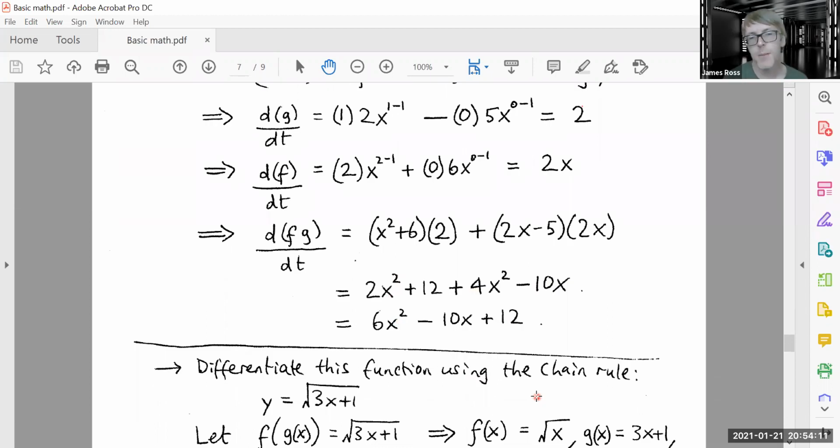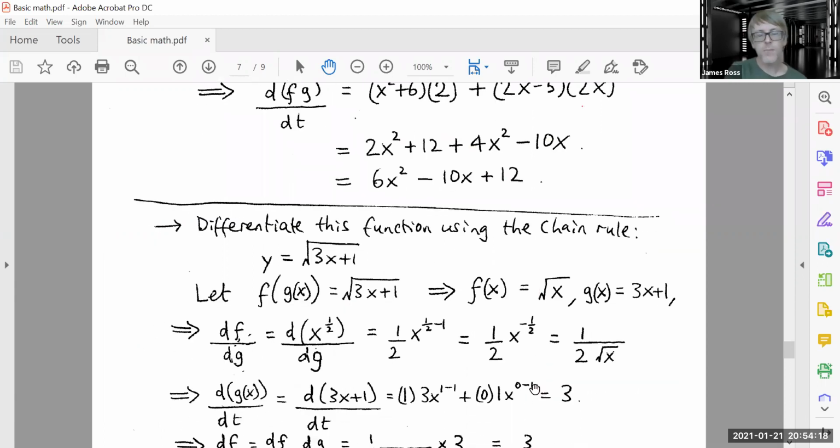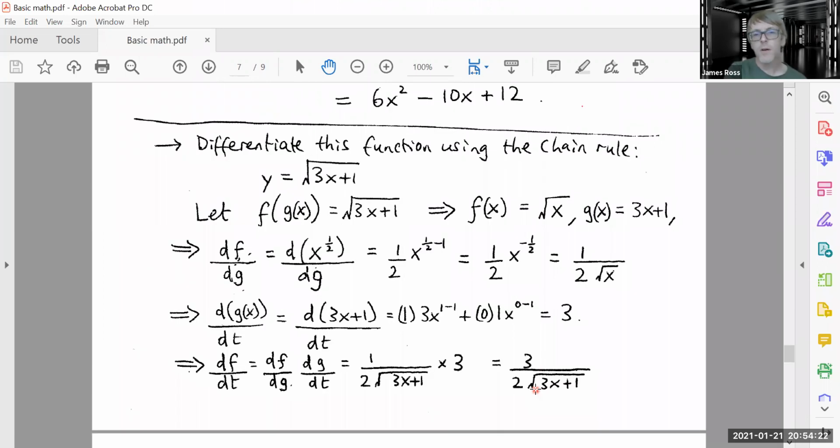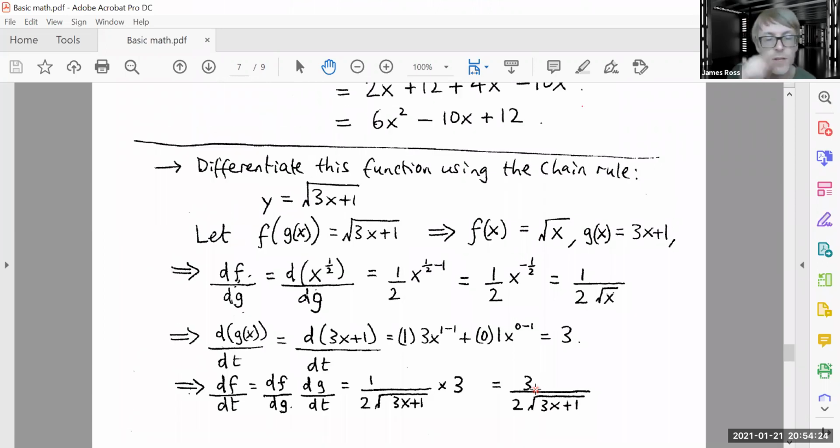All right, so that's an example of using the product rule and just getting your hands dirty with some of these rules. Here's a quick example. Right, we're not too much longer in this video now. Here's a quick example of using the chain rule. So we have a function y is the square root of 3x plus 1.